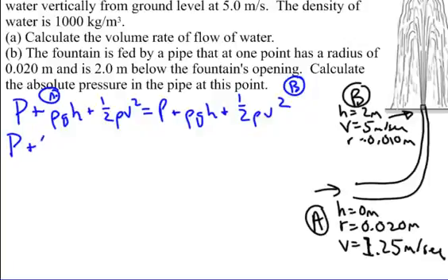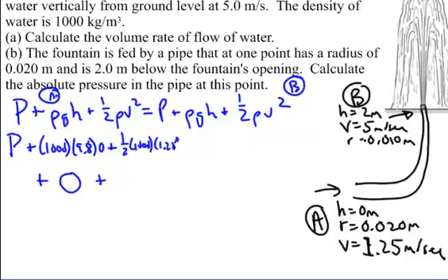I know my density of water is 1,000. I know my gravity is 9.8. And this is at a height of 0, so that cancels everything out there, which is nice. Here I have 1/2, I have 1,000, and I know my velocity now, it's 1.25 squared. And when I calculate all of that, I get 781.25.